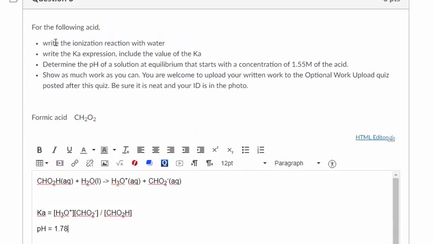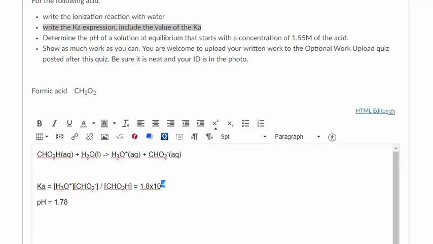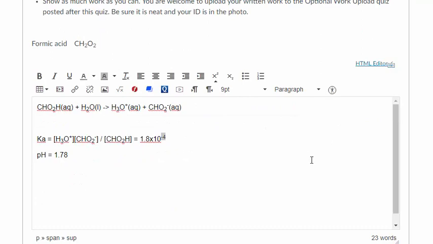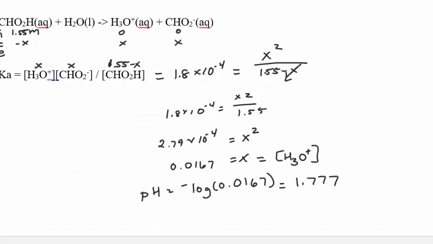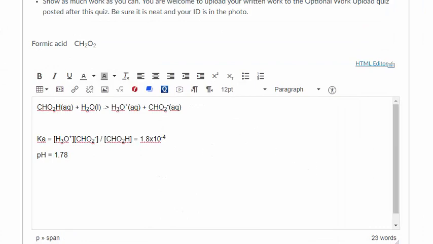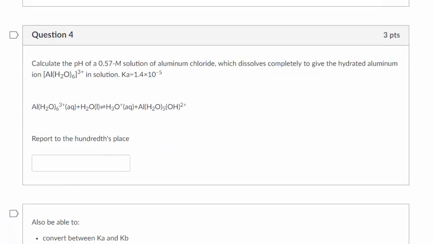Go back and double check. Write the ionization reaction with water. I did that. Ka expression, including the value of Ka. I didn't report that here. So I'm going to type that in real quick. 1.8 times 10 to the negative fourth. Make sure to use the text editor to make subscripts and superscripts as needed. And then determine the pH of a solution with a concentration of 1.55. Looks like I have everything pulled together for that question.